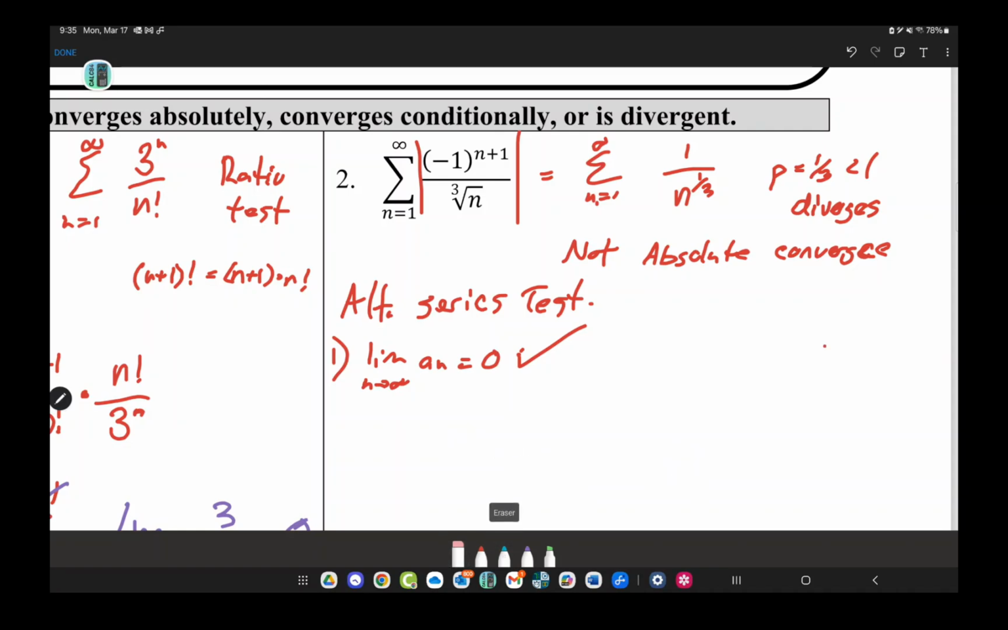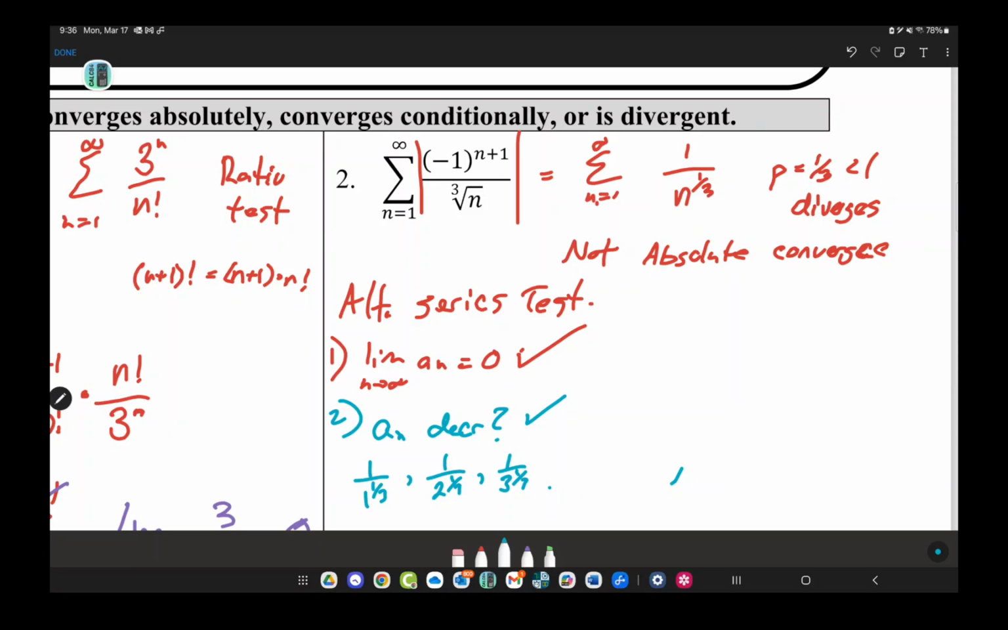Step 2: is a_n decreasing? Let's plug in. 1 over 1 to the 1/3, 1 over 2 to the 1/3, 1 over 3 to the 1/3. Is your denominator getting larger? Yes, your denominator is getting larger, which means your fraction is getting smaller. So this is decreasing.